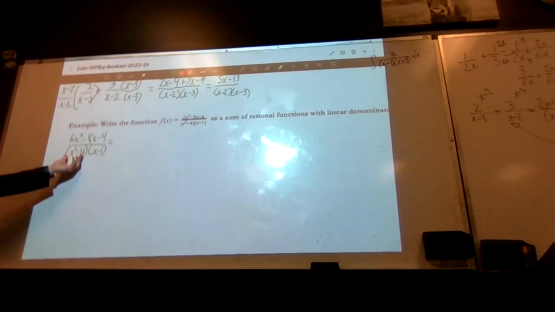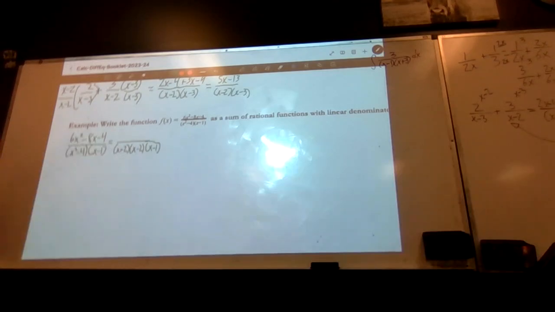So how can I factor x squared minus 4? x plus 2, x minus 2. So we get x plus 2 times x minus 2 times x minus 1, all on the bottom. It's 6x squared minus 8x minus 4 on top.